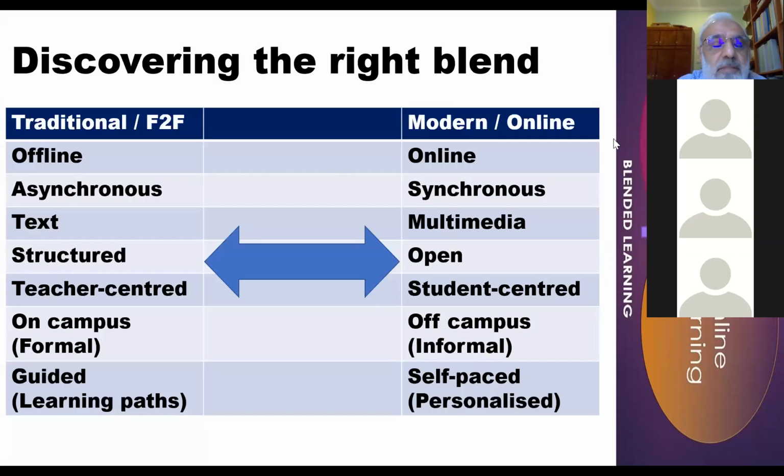Now, if you look at this table, the traditional learning and the modern learning and teaching, and then we can have number of different mixes in different proportions, from text to multimedia, from structured to open, teacher-centered to student-centered, on campus to off campus. So there is no fixed ratio. We can choose the best ratio which might be very effective in terms of delivering the session.